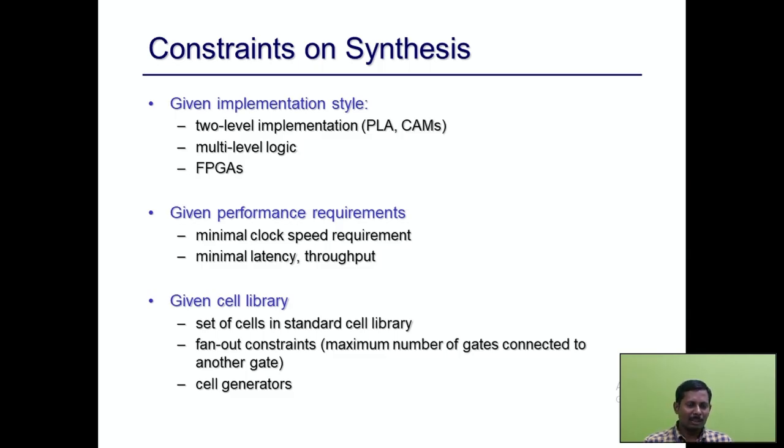Next one is cell library. Various kinds of library cells are available. We need to pick suitable library files. Sometimes the library file requirements or constraints are also given by the customers.